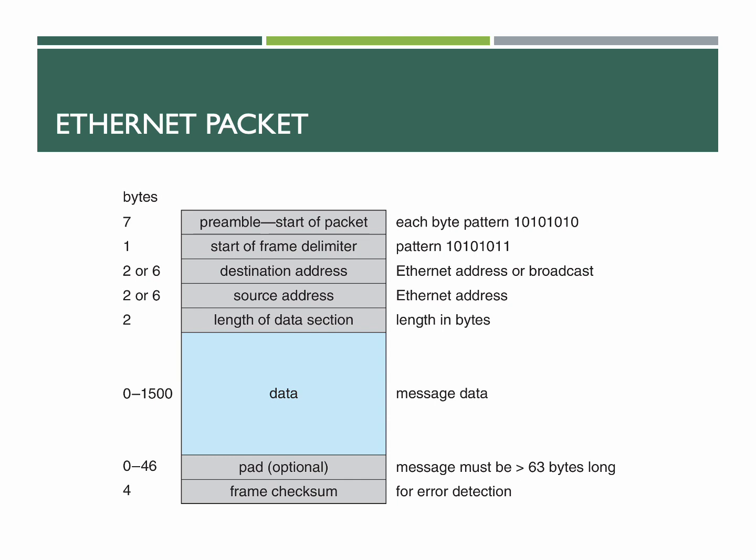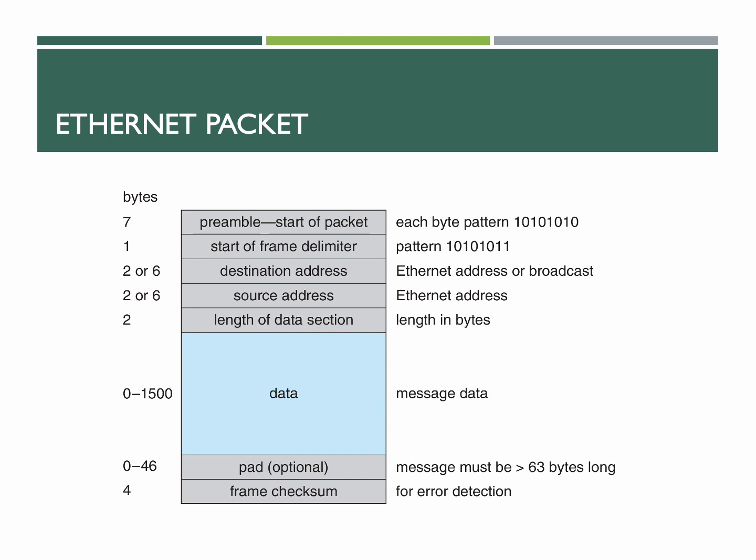Second, we have start of frame delimiter, 1 byte. This signals the official start of the frame's meaningful content. Its bit pattern is 10101011, slightly different from the preamble.